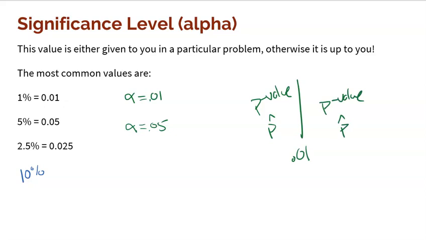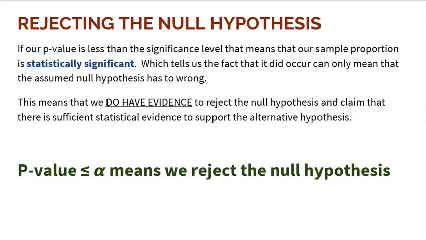All right, so the two conclusions that you're going to make, and again, the most important thing I want you to understand is the conclusion has to be just really, really nicely worded. The first possible conclusion is rejecting the null, right? If our p-value is less than the significance level, that means that our sample is statistically significant, which tells us that the fact that it did occur can only mean that the assumed null hypothesis is wrong, right? This means that we do have evidence to reject the null hypothesis and claim that there is sufficient statistical evidence to support the alternative hypothesis.